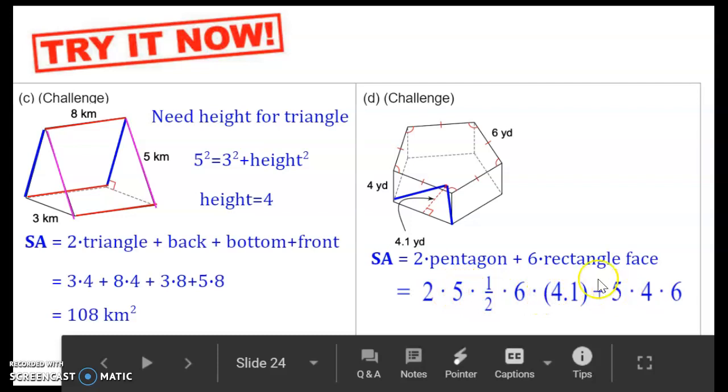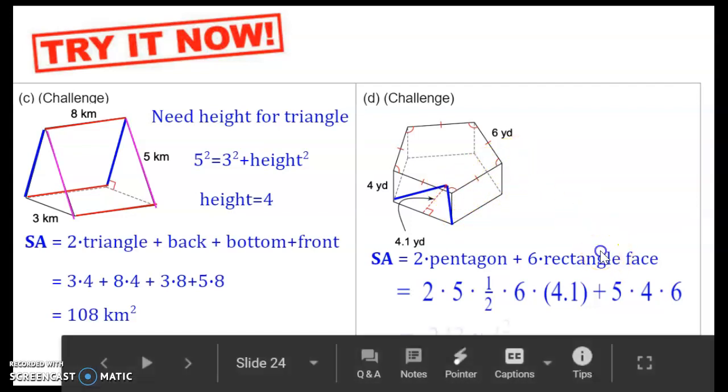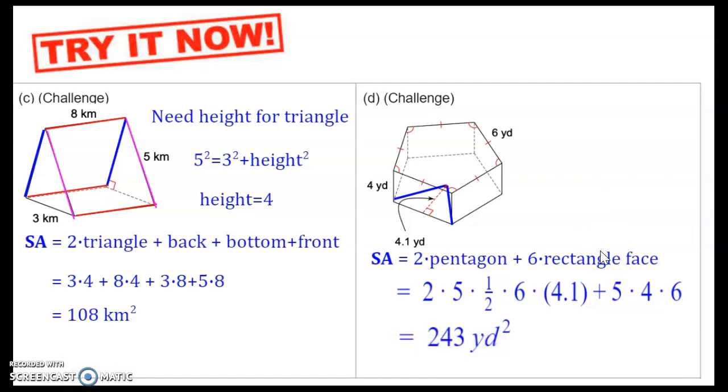And then to that we have 5 of these rectangles, which are made up of 4 as the height by 6. So that comes out to 243 yards squared.